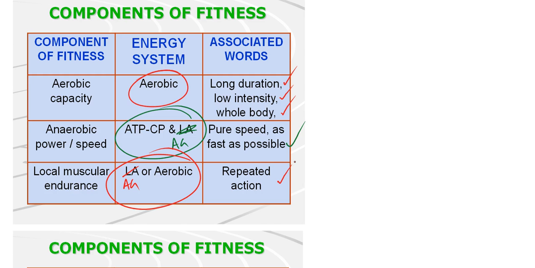Now, for local muscular endurance, if you fatigue due to a build-up of lactate and hydrogen ions, then the predominant system is likely to be anaerobic glycolysis. If you fatigue due to dehydration over an extended period of time, an increase in core body temperature over an extended period of time, or hitting the wall, so depleting available glucose stores, then the predominant energy system will likely be the aerobic system.